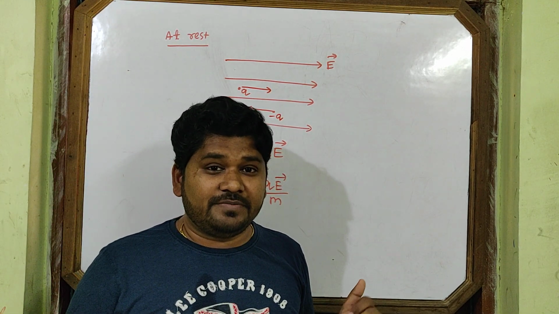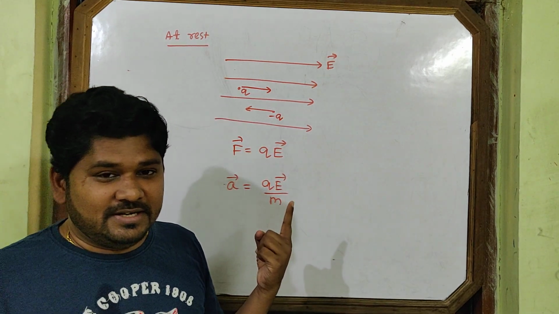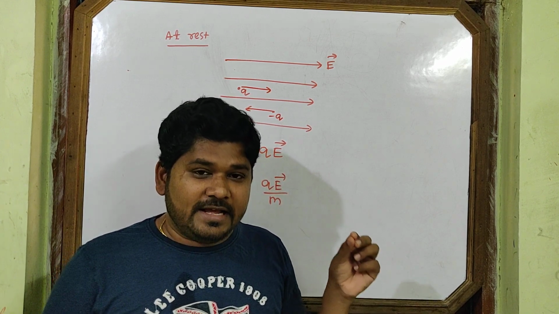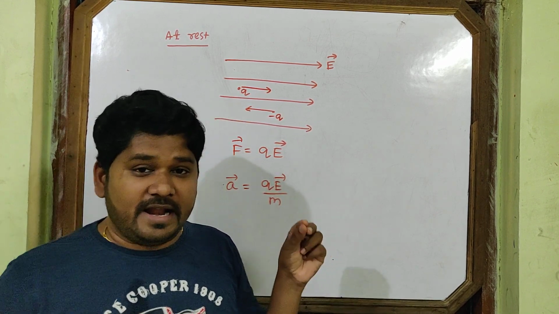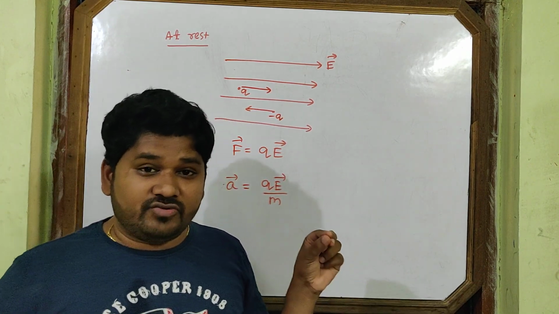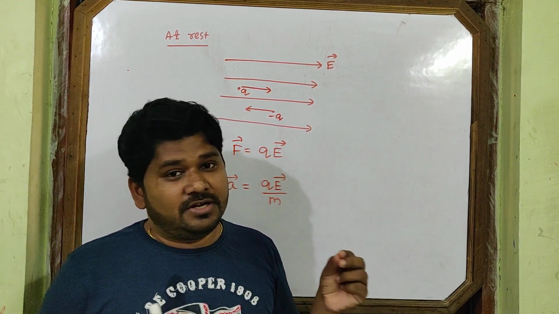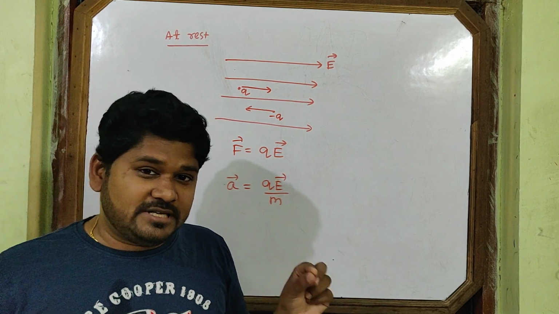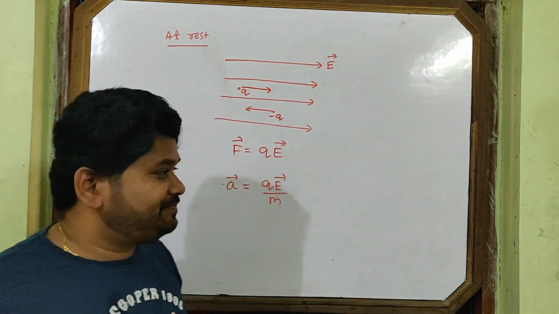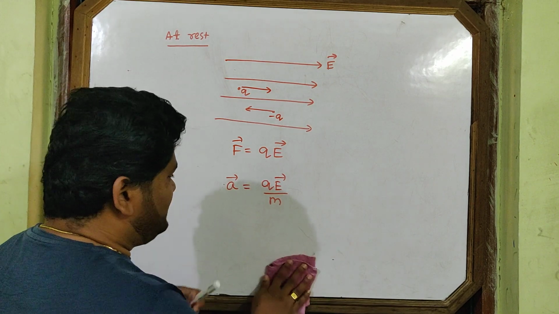And what is the trajectory of the charged particle? It's very clear, only one force acts. So the trajectory is a straight line. That means when a charged particle is kept at rest in a uniform electric field, the trajectory is a straight line, either along the field or opposite to the field. If the charge is positive, along the field. If the charge is negative, opposite to the field.